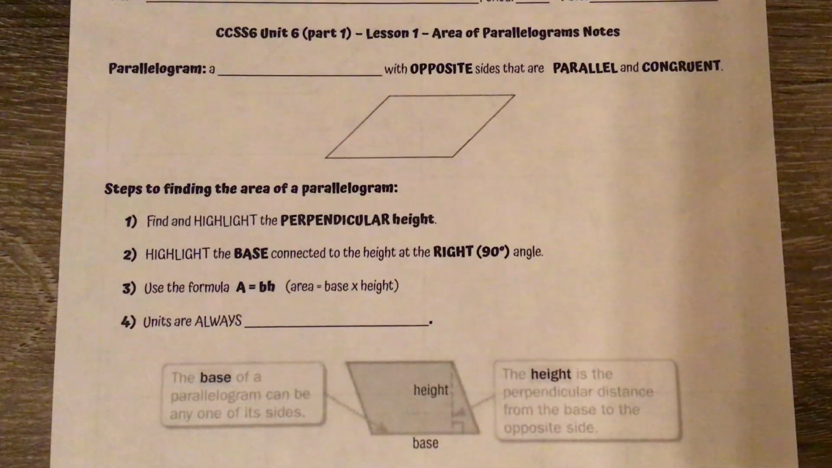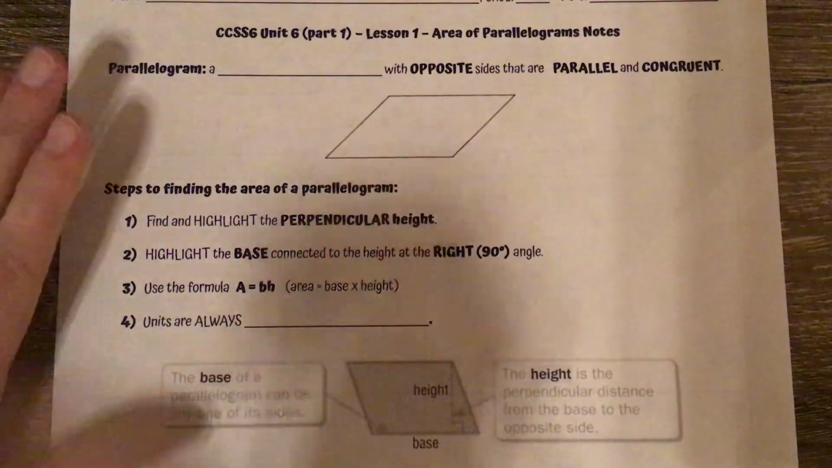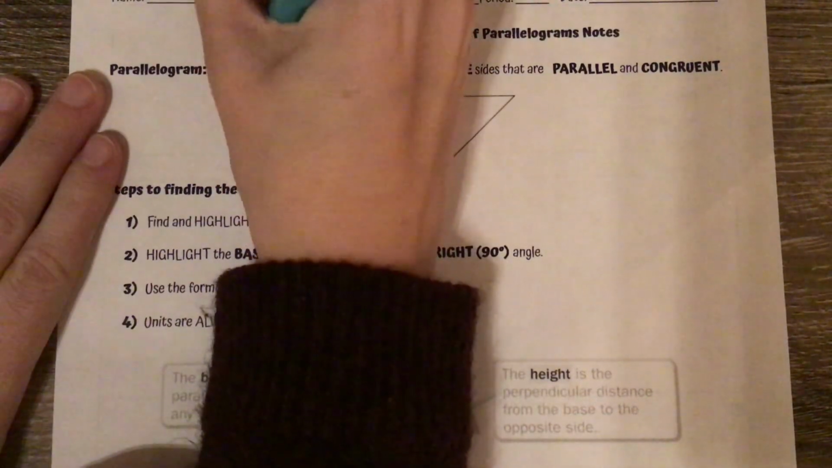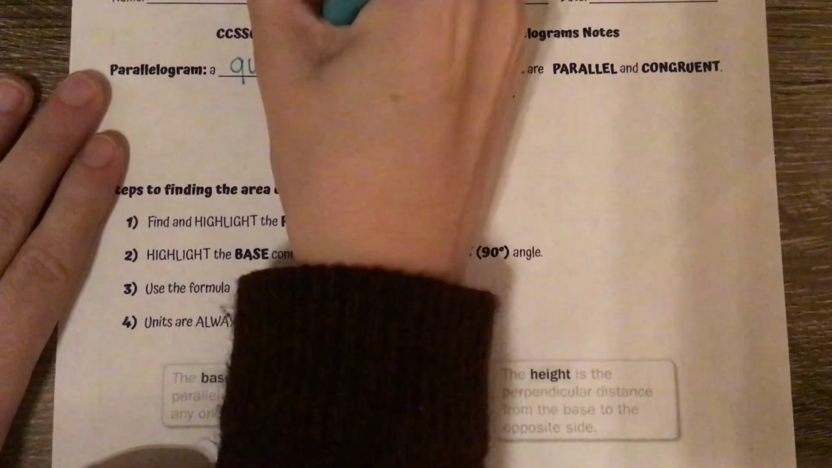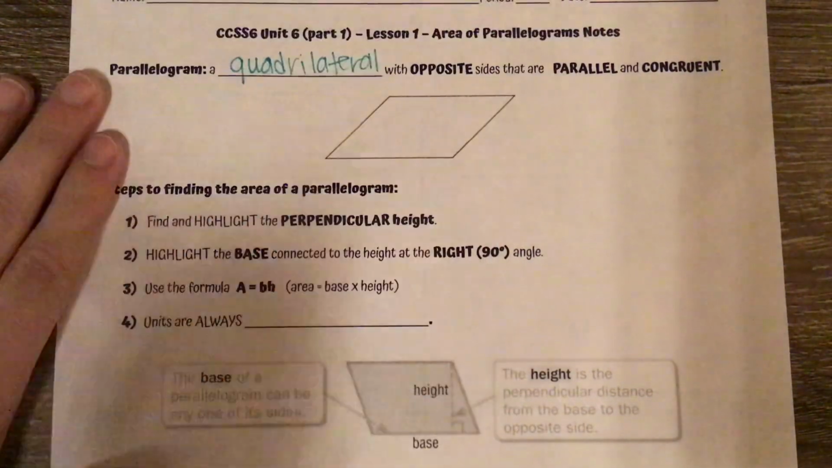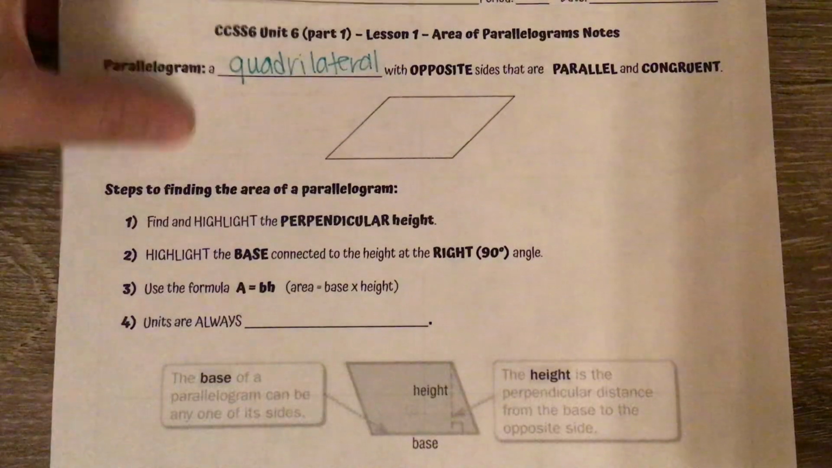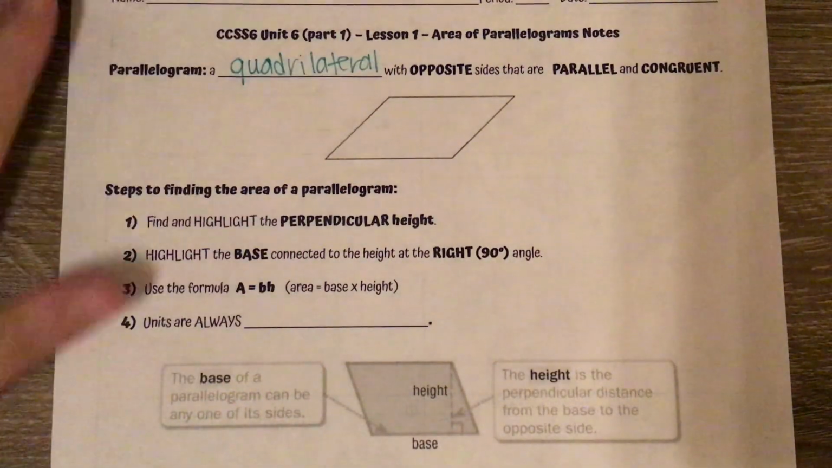Today we are going to be looking at the area of parallelograms. So first off, what is a parallelogram? It is a quadrilateral with opposite sides that are parallel and congruent.